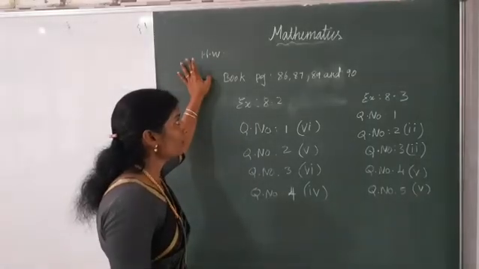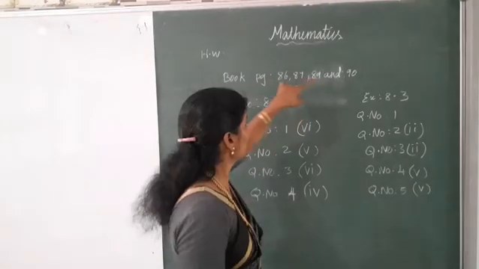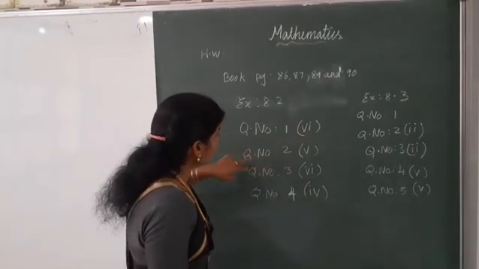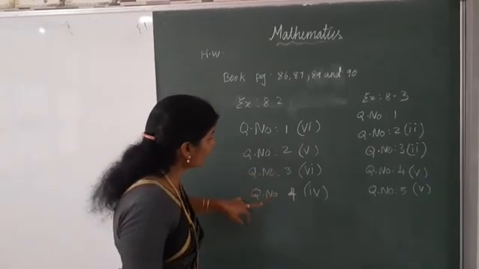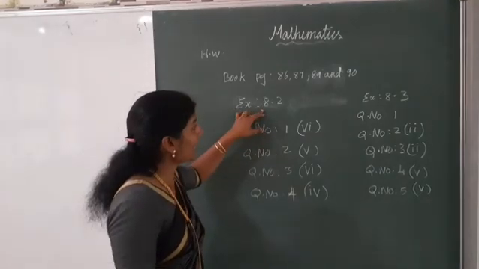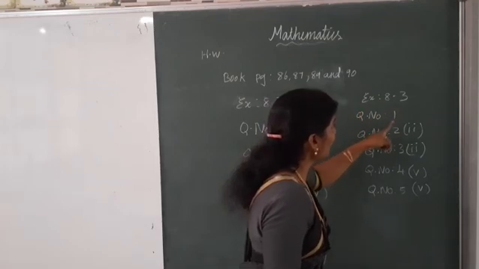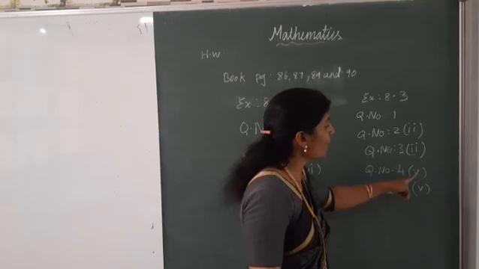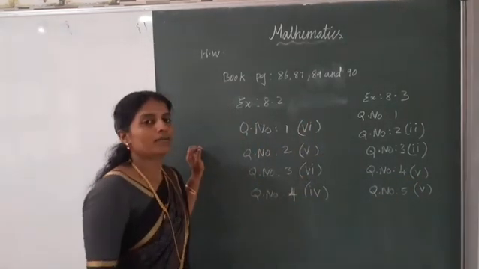Clear? Today's homework: book page numbers 86, 87, 89 and 90. Exercise 8.2, question number 1, 6th question; question number 2, 5th question; question number 3, 6th question; and question number 4, 4th question. This is from exercise 8.2. Then exercise 8.3, question number 1; question number 2, second question; question number 3, second question; question number 4, 5th question; and question number 5, 5th question. These are the homework.